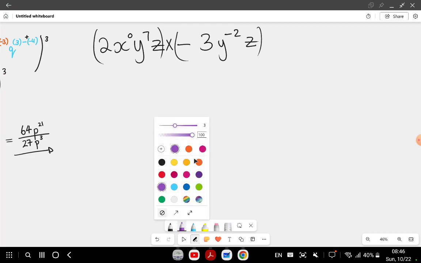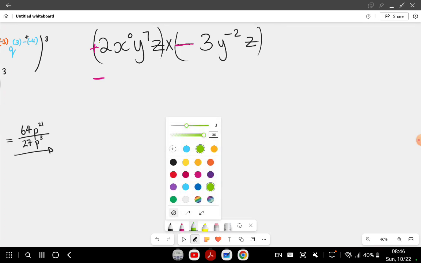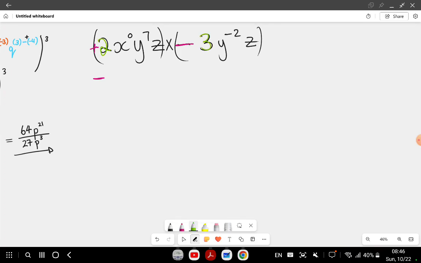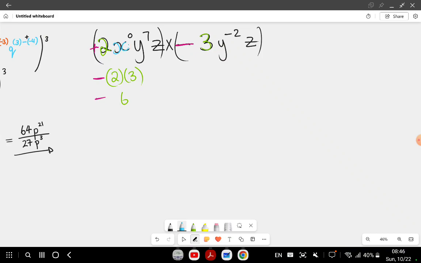First thing I'm going to do is look at the signs. Plus multiplied by minus gives me minus. Then I am going to look at the numbers. 2 multiplied by 3 gives me 6. So I have -6. Next up, we are going to look at x to the power of 0. X to the power of 0 is actually 1. So I can change this to times 1. And I don't have to write it anymore.